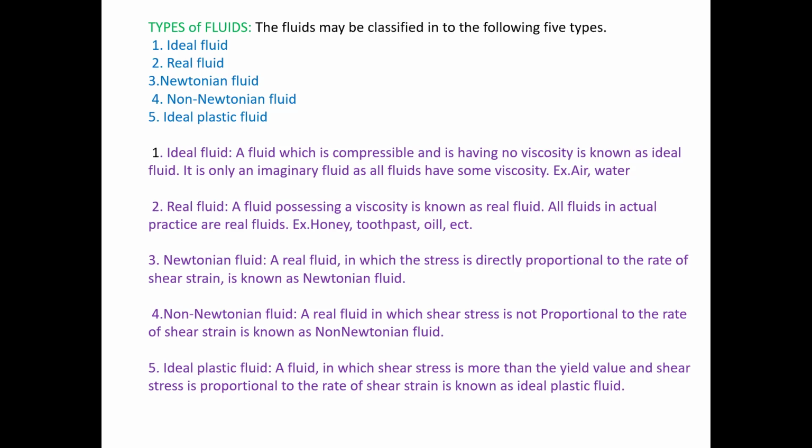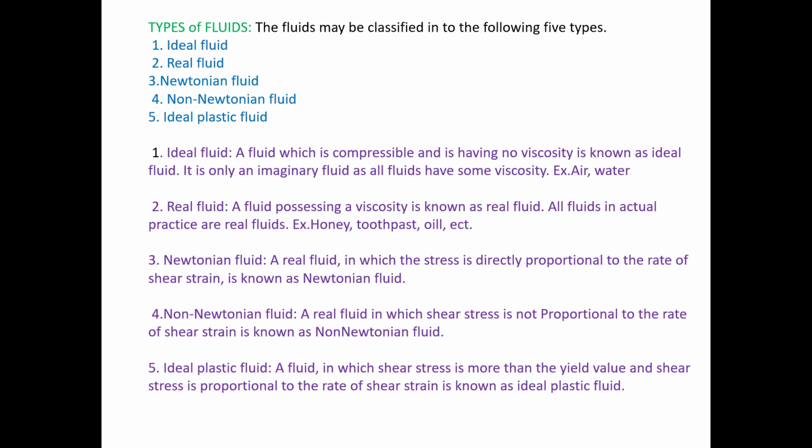For that, we have to study the types of fluids. Basically, there are 5 types of fluids: ideal fluid, real fluid, Newtonian fluid, non-Newtonian fluid, and ideal plastic fluid. An ideal fluid is nothing but a fluid which has zero viscosity. For example, air and water are ideal fluids. A real fluid is a fluid which possesses some kind of viscosity. For example, honey, toothpaste, oil, etc. We can give the example. In general, all fluids are real fluids, because every fluid has its own viscosity.